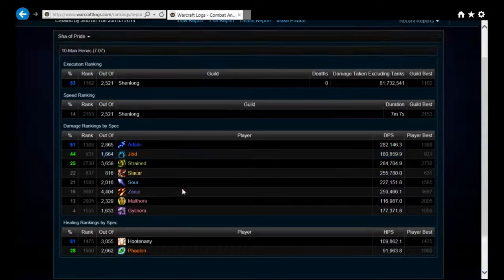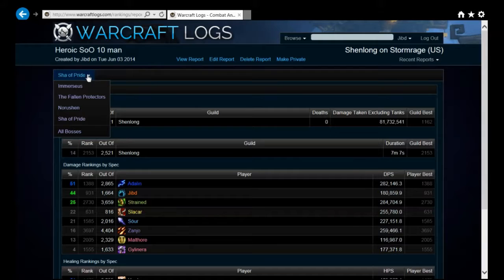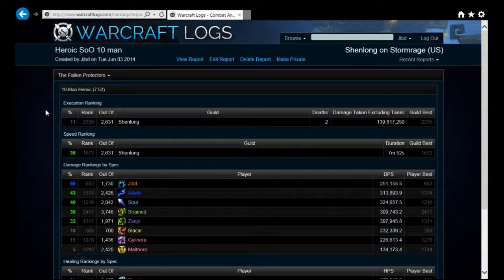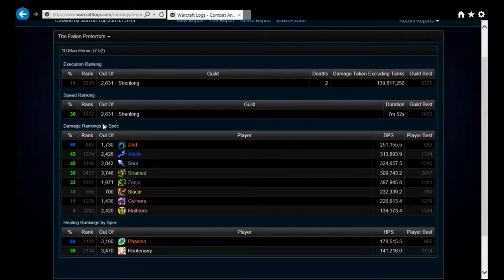Now, just to show a comparison, I'm going to use the drop down and just select the Fallen Protector's kill shot. All right. Now, execution rankings. How did we do as far as executing this fight? We did horribly. Very, very badly.